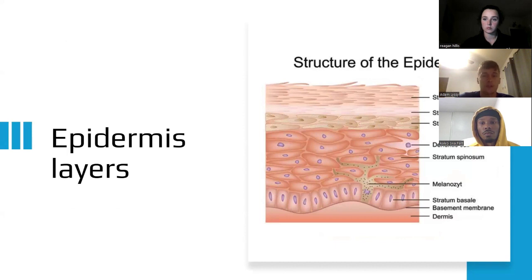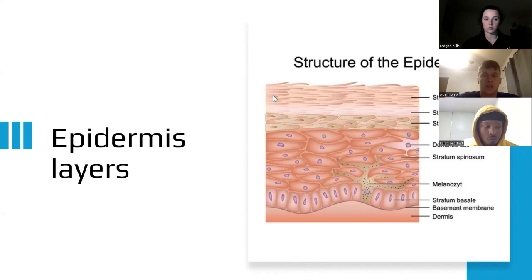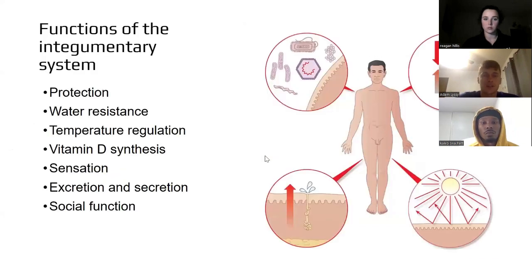So you have the stratum corneum, which is that top layer. It's mostly made of dead cells that are packed with keratin, which is a protein that is the basis for your hair and your nails. You have the stratum lucidum, which is only found in the palms of your hands and soles of your feet. So that's that tougher, thicker type of skin. It's also made up of translucent keratinocytes.